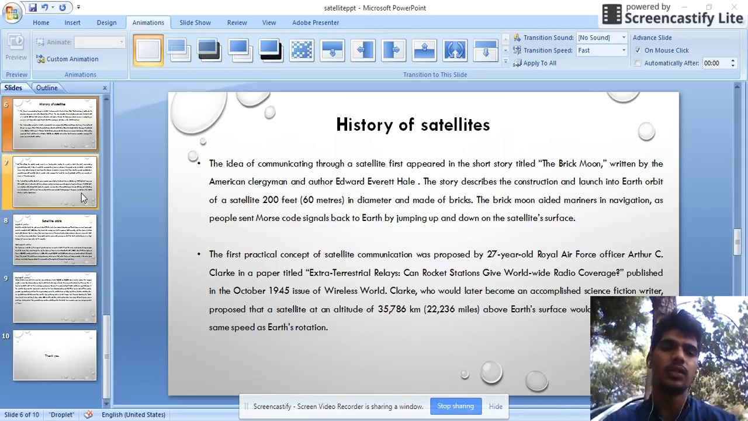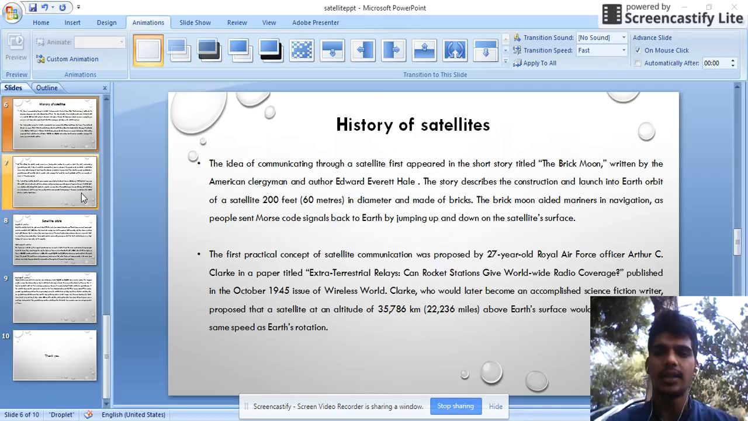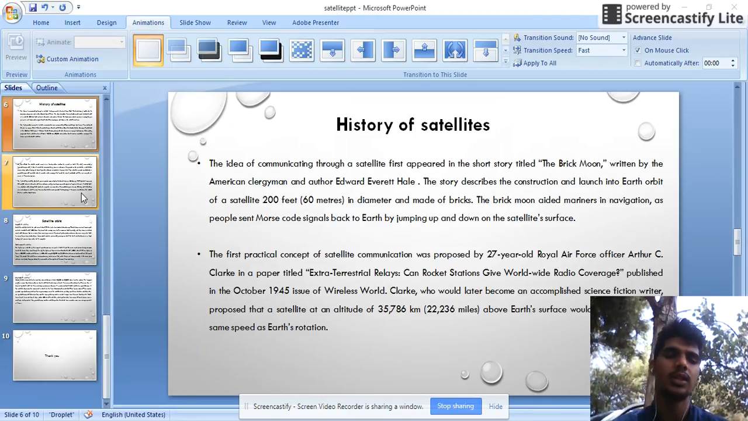And now, the history of satellite. What was the idea behind the satellite? The idea of communicating through satellite first appeared in a short story titled The Brick Moon, written by the American author Edward Everett Hale. The story describes the construction and launch into Earth orbit of a satellite 20 feet in diameter and made of bricks. The Brick Moon aided mariners in navigation as the people sent Morse code signals back to Earth by jumping up and down on the satellite surface.